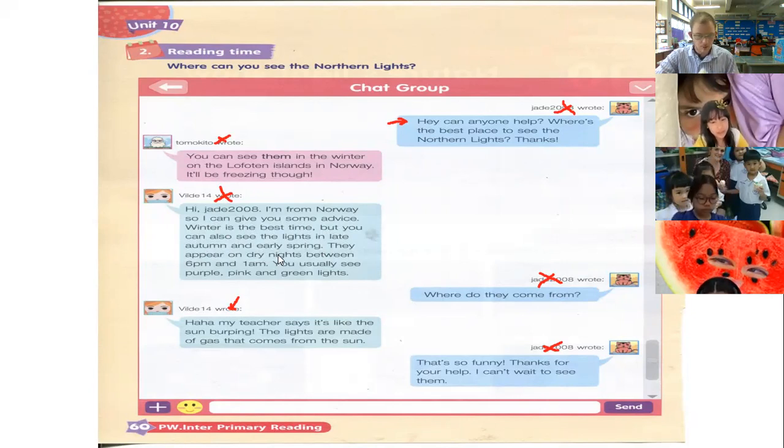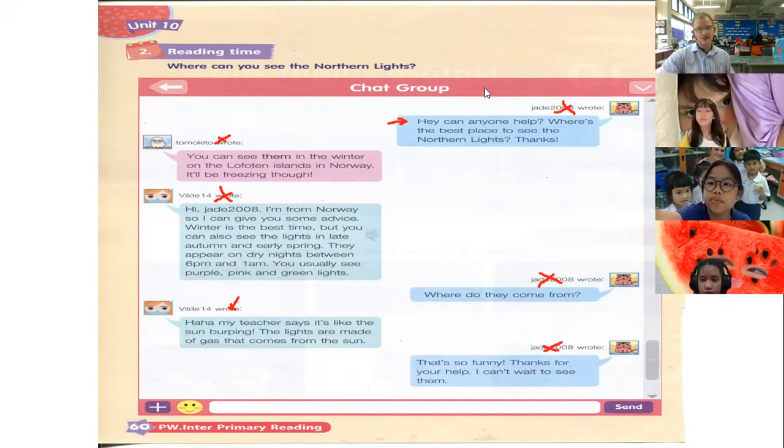The light in the last autumn and early spring. Excellent. They appear on dry nights between 6 p.m. and 1 a.m. You usually see purple, pink, and green lights. Excellent. Where do they come from? My teacher says it's like the sun burping. The lights are made all of gas from the sun. Very good. That's so funny. Thanks for your help. I can't wait to see them.